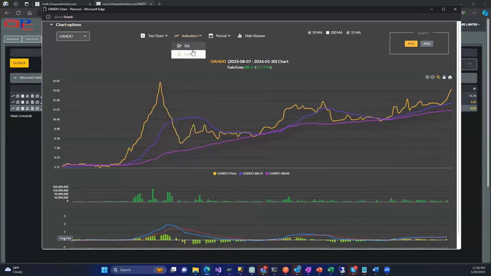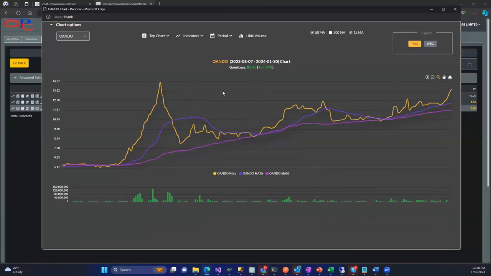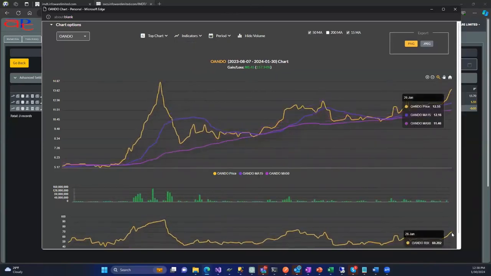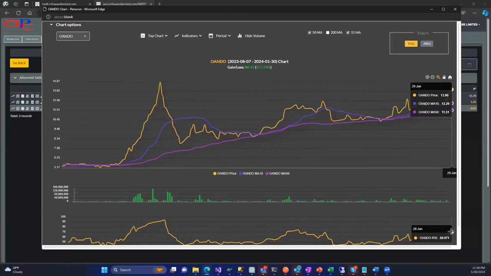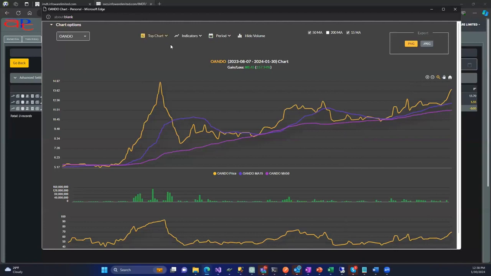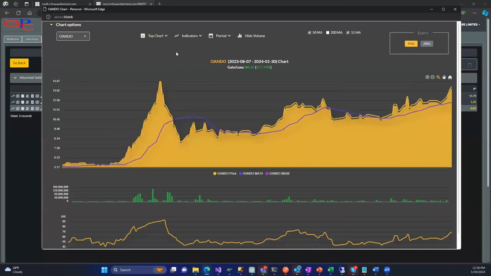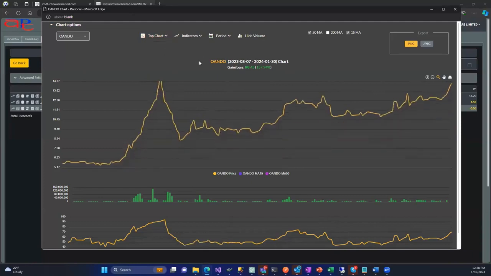Then the other thing you can do is change your indicator from MACD to RSI. So we change that, and I look at the RSI right now: 69. It's approaching that 70 mark. If you start to exceed 70, that might be an overbought status, so you might want to take something off the table if you want to. You can also choose a candlestick chart or an area chart if you prefer. I tend to prefer the line chart. There's a candlestick chart there.